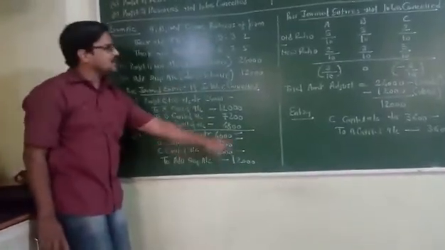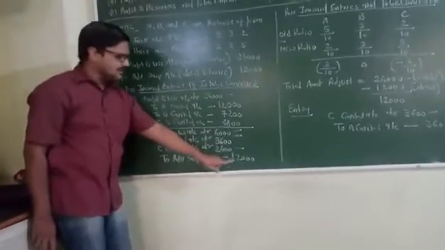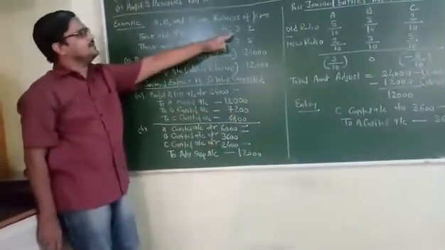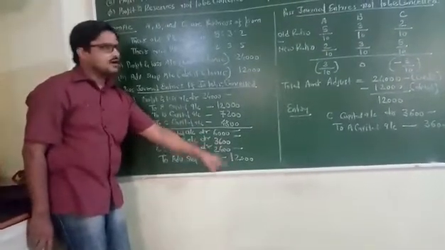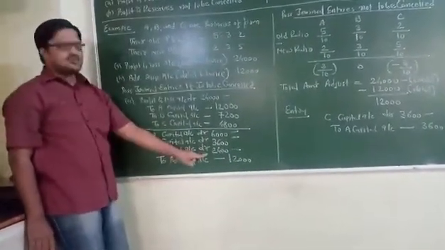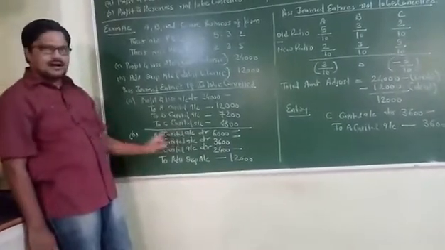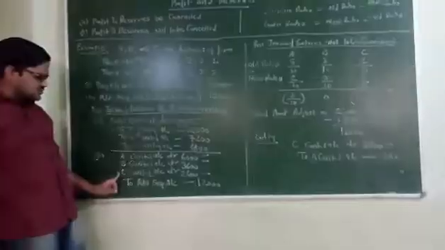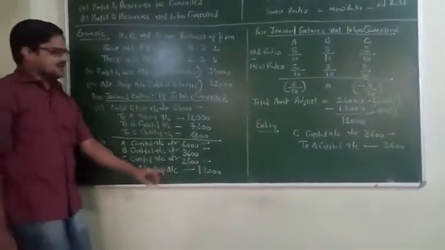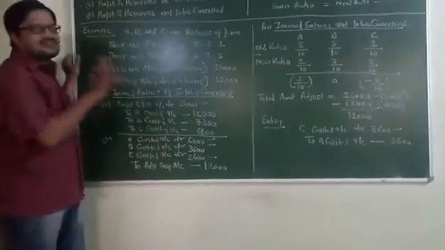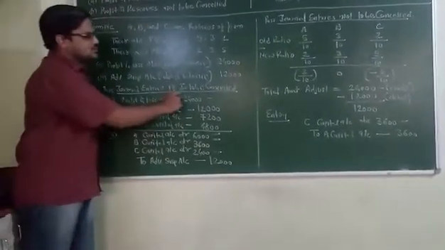So 12,000 multiplied by 5 divided by 10 gives 6,000. 12,000 into 3 divided by 10 gives 3,600. 12,000 into 2 divided by 10 gives 2,400. So the final entry is A, B and C capital accounts debit to advertisement suspense account. These are the two entries when the reserve is to be cancelled.